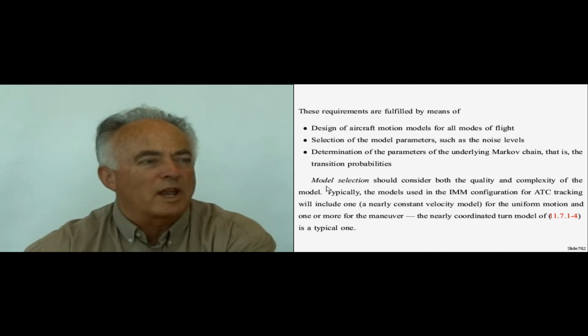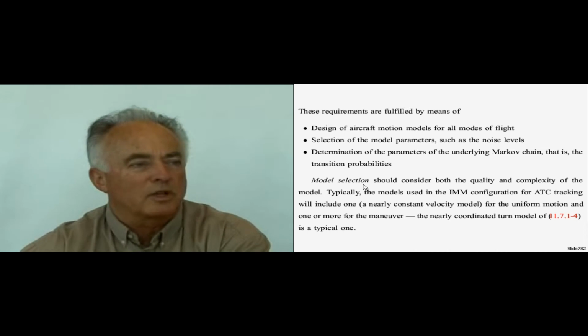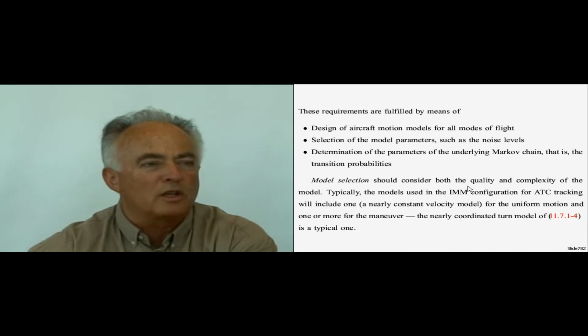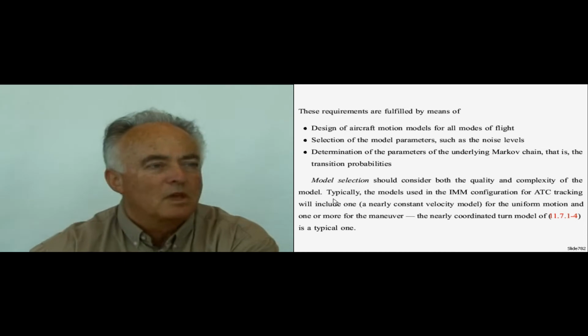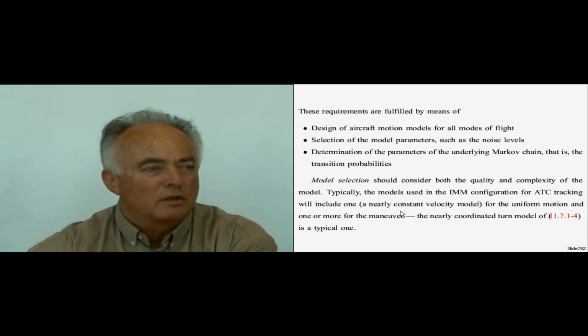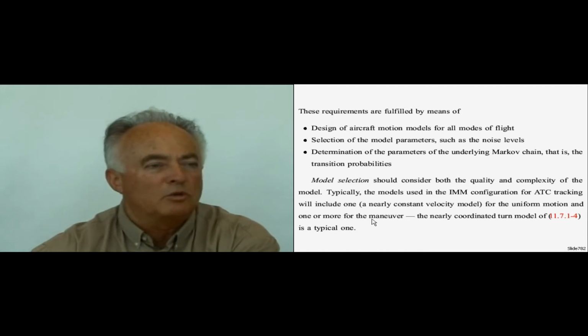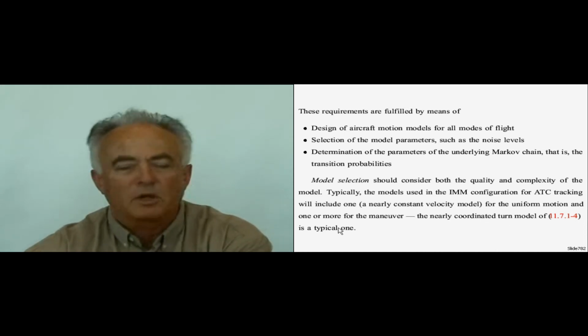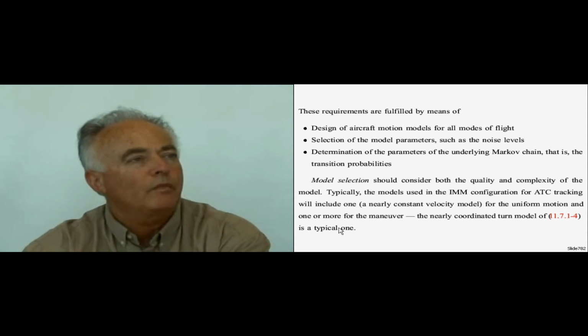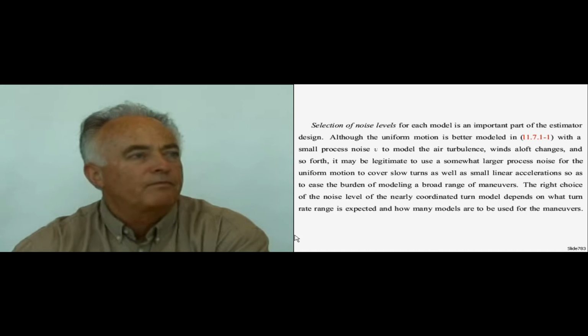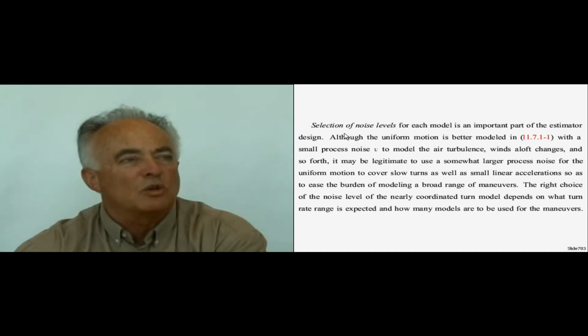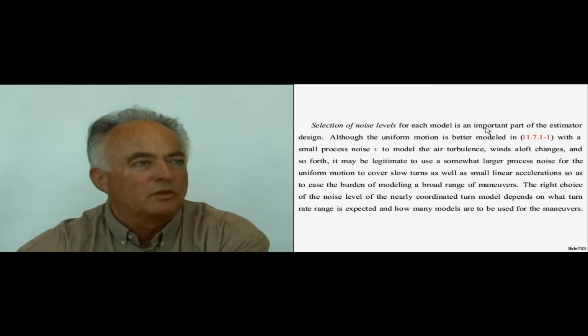So the model selection, what are the criteria of model selection? We have to consider both the quality and the complexity of the model. Typically, IMM configurations for air traffic control problems will include one nearly constant velocity model, that's for the uniform motion, and one more model for the maneuver, the nearly coordinated turn model that we have seen before. That's a typical one. Noise level selection, that's the parameters within the models. That's very important.